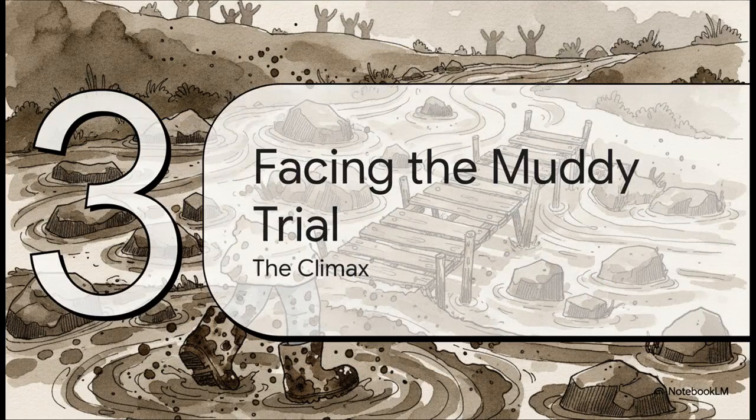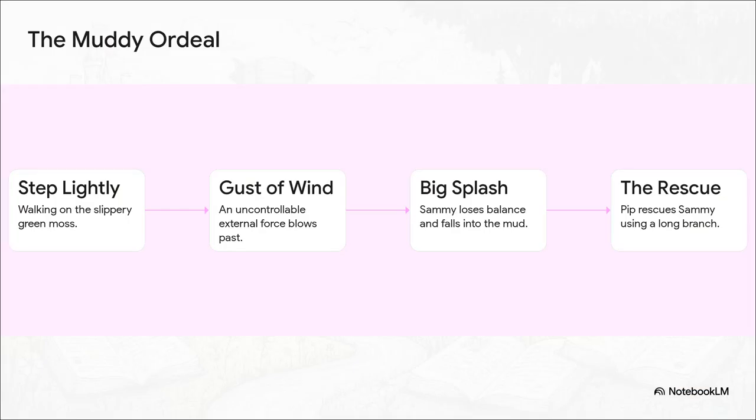All right, moving on to part 3, facing the muddy trial. The stakes are about to be raised. Now, what's really interesting about this part of the journey is how it handles the narrative climax. Every hero's journey has to have an ordeal, right? A real moment of danger.